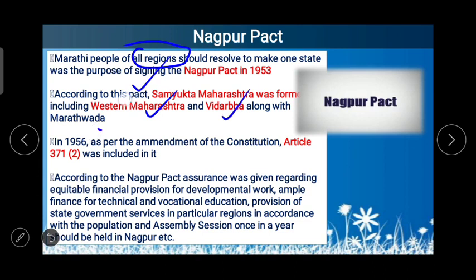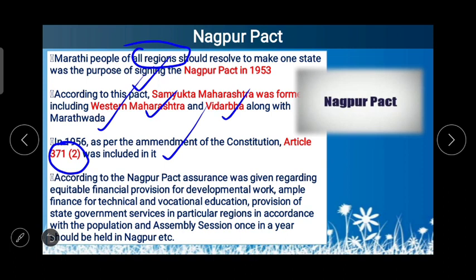Vidarbha along with Marathwada. So according to Nagpur Pact, जो संयुक्त महाराष्ट्र बना उसमें वेस्टर्न महाराष्ट्र, विदर्भ था और मराठवाड़ा भी था. But in 1956, as per the amendment of the Constitution, Article 371(2) was included in it, and according to the Nagpur Pact, assurance was given regarding equitable financial provision.